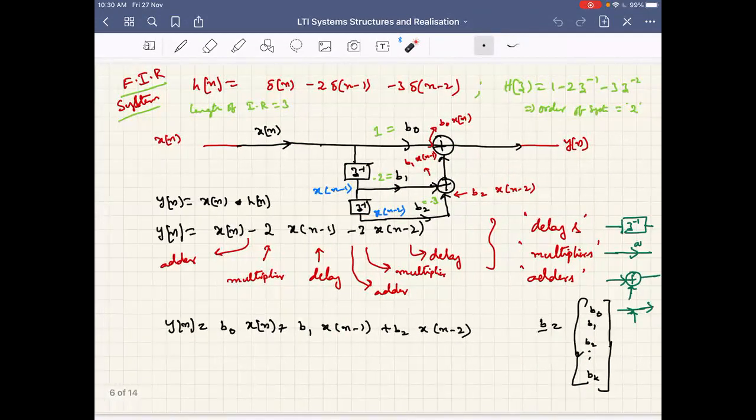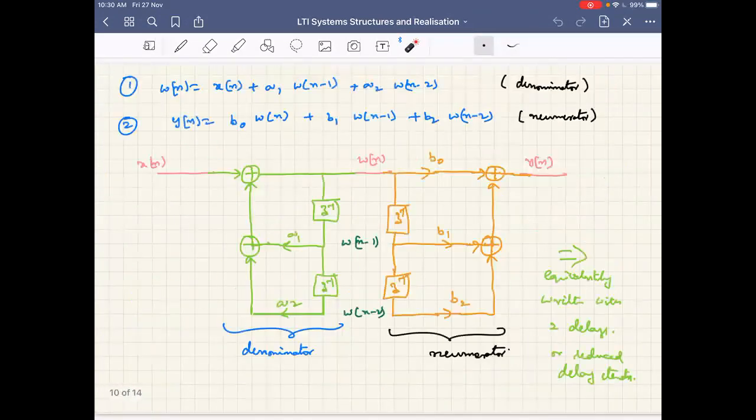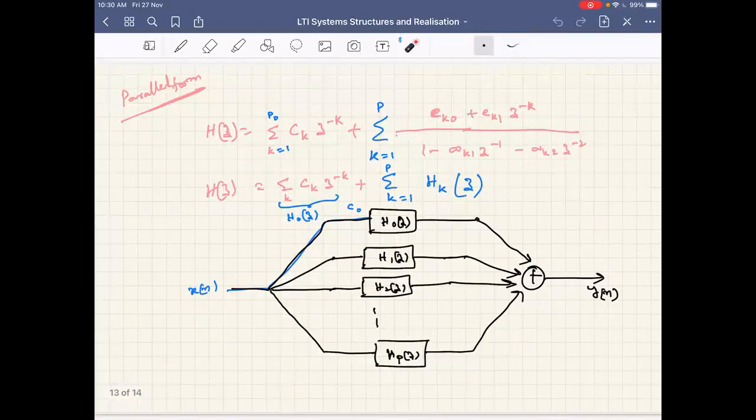Harshvardhan, sir, asks: parallel form means we take partial fractions and implement, that form? Correct. We are taking partial fractions only, but after taking partial fractions, we group the complex conjugate poles, that's all, to have the second order structure.